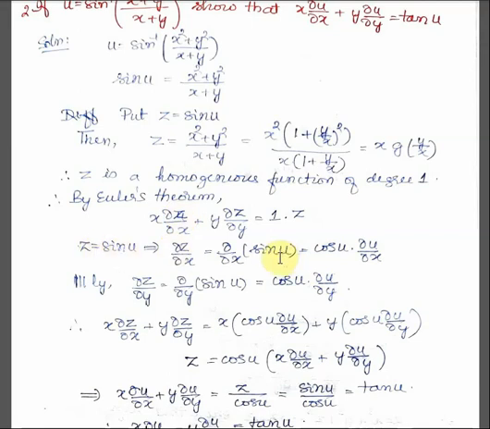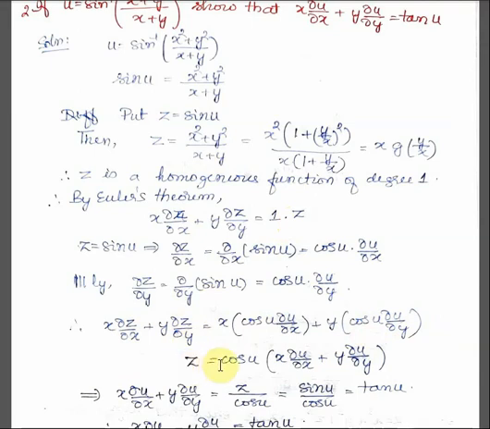Sin u becomes cos u into the differentiation of u, which is ∂u/∂x. Similarly, ∂z/∂y becomes ∂/∂y of sin u, that is cos u ∂u/∂y. Therefore, I will substitute for ∂z/∂x and ∂z/∂y here. x ∂z/∂x is x cos u ∂u/∂x plus y ∂z/∂y is y cos u ∂u/∂y. And what is the left hand side from this relation? It is 1 into z, that is nothing but z.